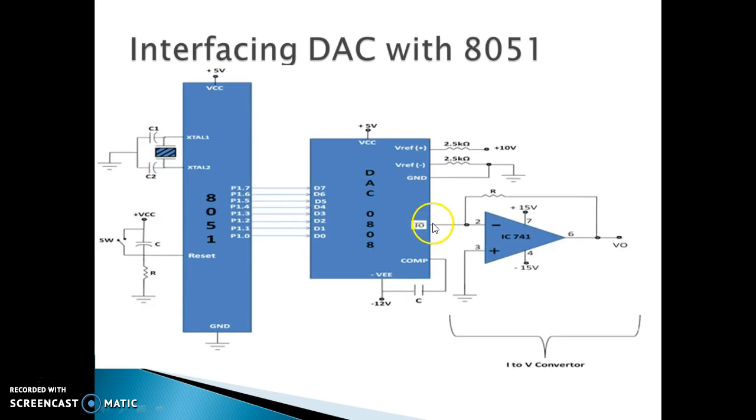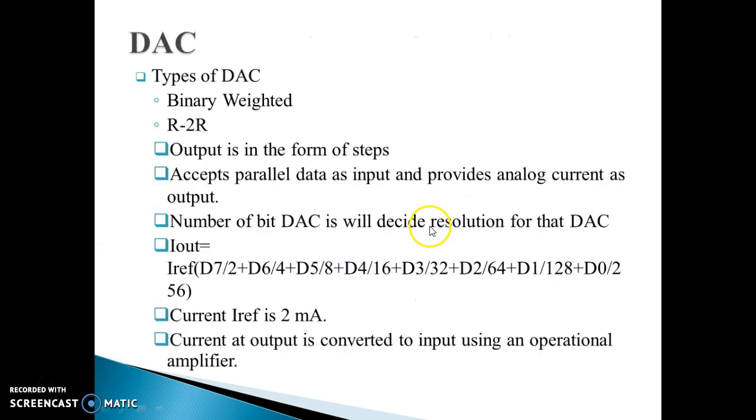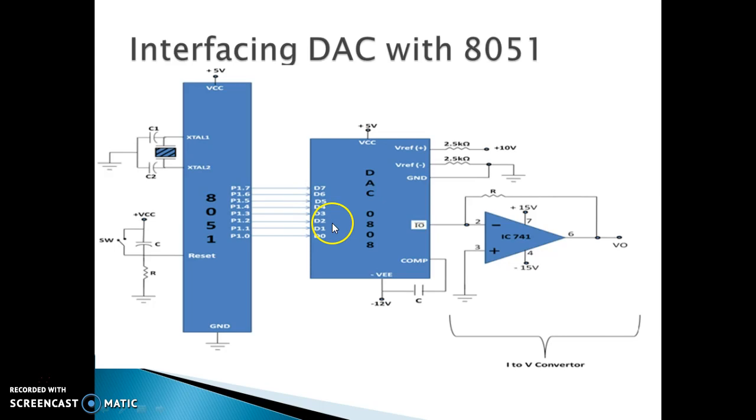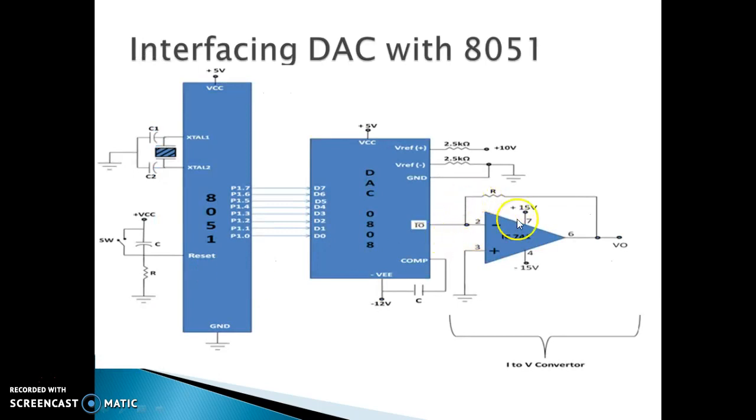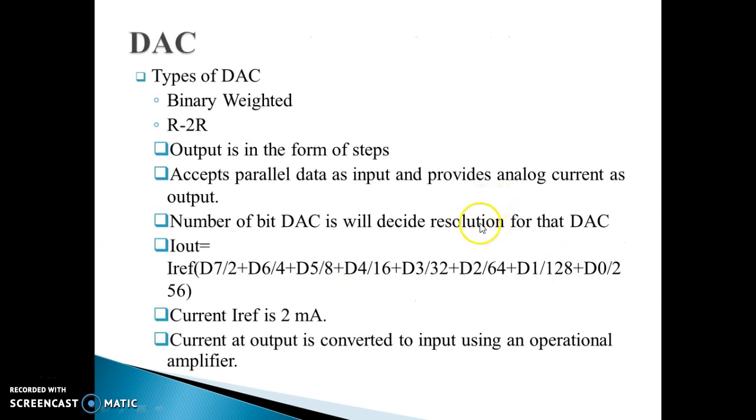Now the I out, that is the output of the DAC, is in the form of current. I out is proportional to I reference, the reference current, which is 2 milliampere. D7, D6, D5, D4, D3 and so on are the digital values which are input to the DAC, weighted as 2, 4, 8, which are the binary weights. So I can simply calculate I out. Once I calculate I out, it becomes easy to calculate V out, because V is equal to I into R, where R is 1K, 5K, depending upon the value of the resistor that you select. The current at the output is converted to voltage using an operational amplifier.